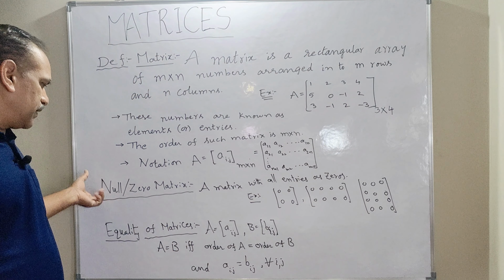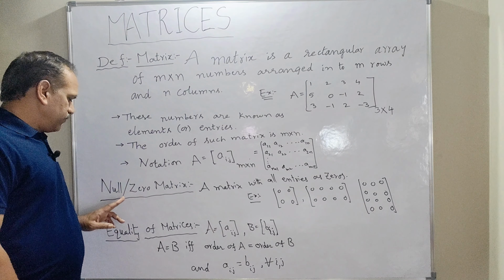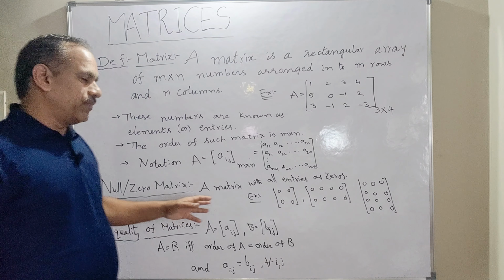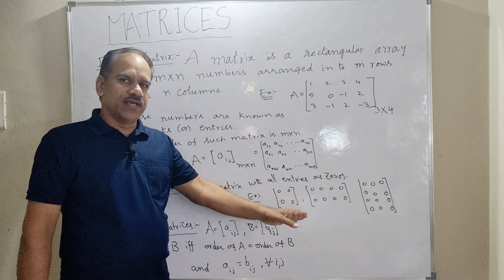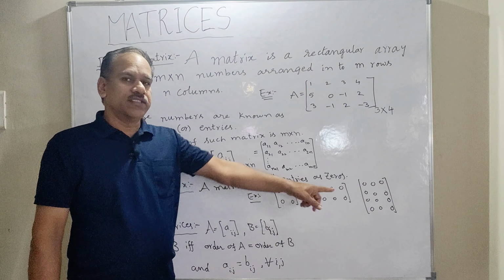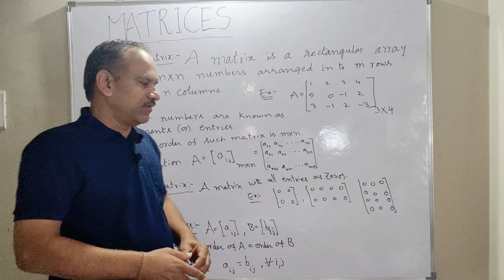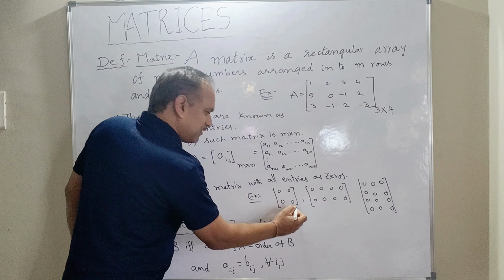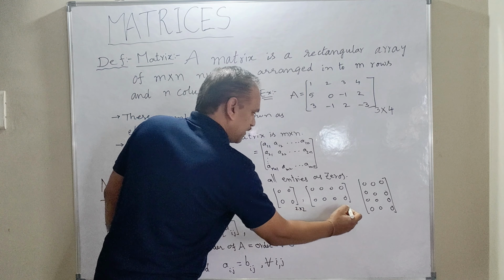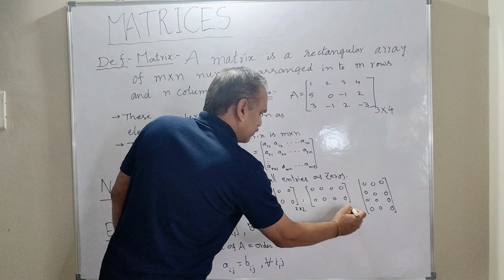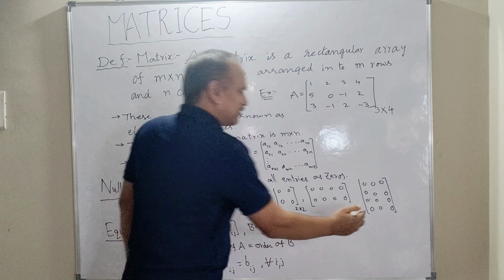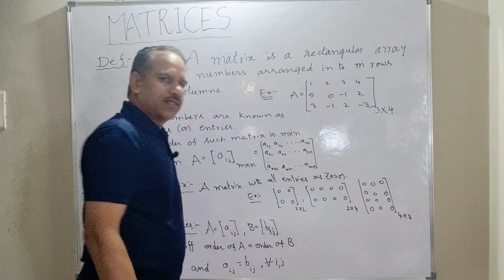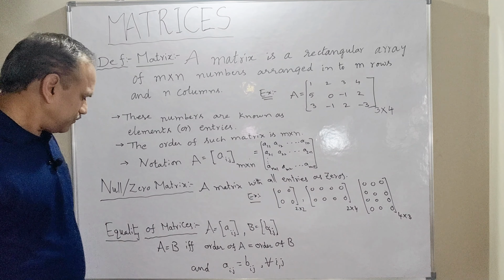Coming to the types of matrices, the first one is a zero matrix or a null matrix. So when do you say a matrix is a zero matrix or a null matrix? If all its entries are zeros, it is called a zero matrix or a null matrix. So this is a 2 by 2 null matrix. This is 2 rows, 4 columns, so a 2 by 4 null matrix. This is 4 rows and 3 columns, a 4 by 3 zero matrix.